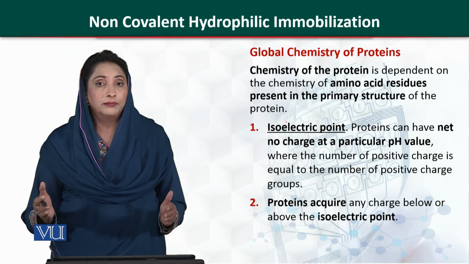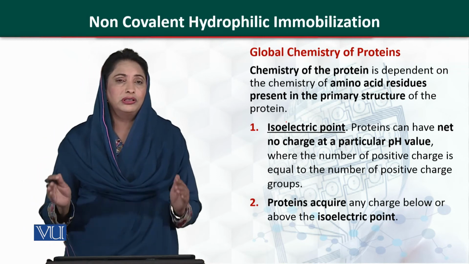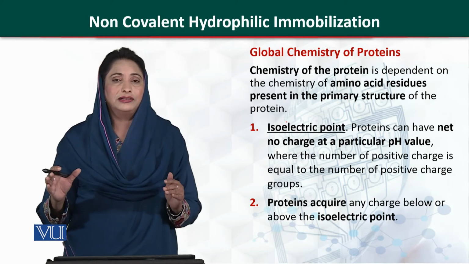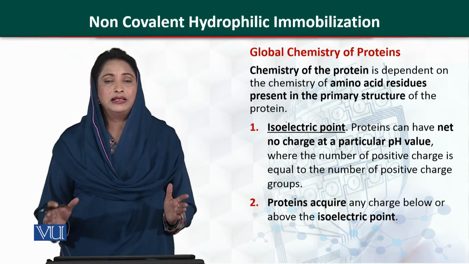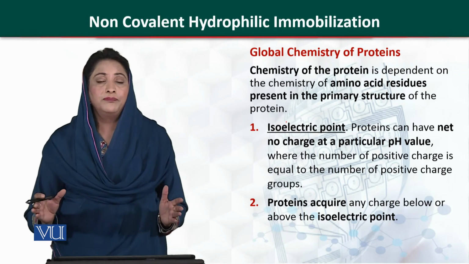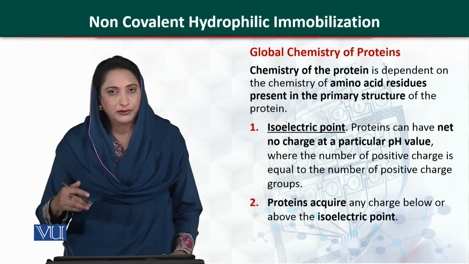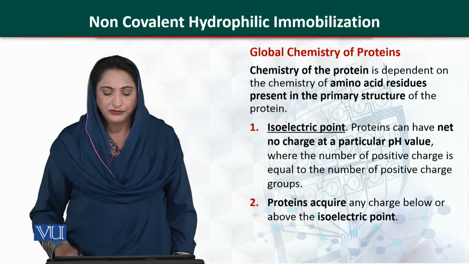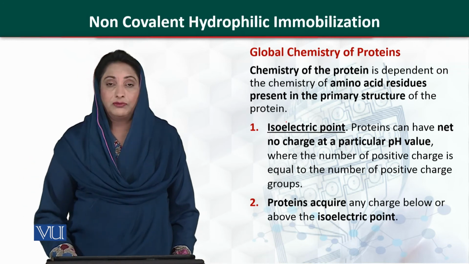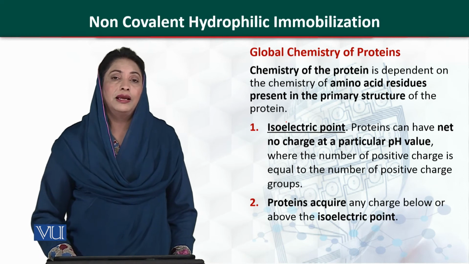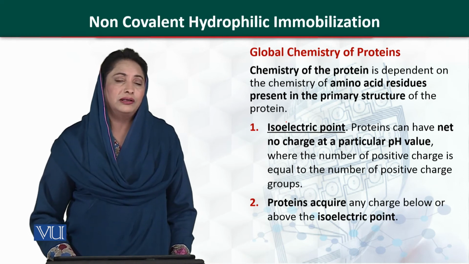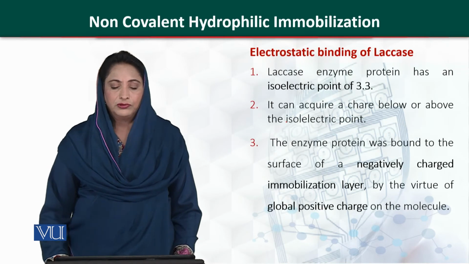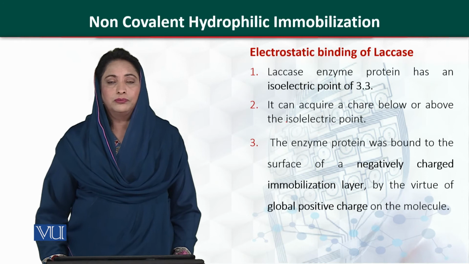The thing is the number of positive charges is equal to the number of negative charges, and as a result the net charge is 0. At this point the protein is highly insoluble, but below and above this point the protein can acquire a charge. This means that we can control the charge on the protein by selecting a particular pH of the protein molecule.